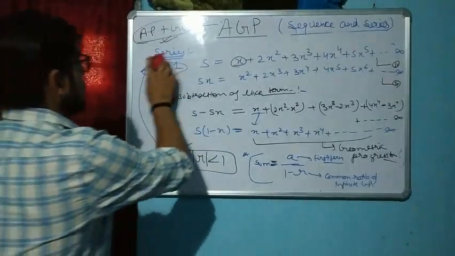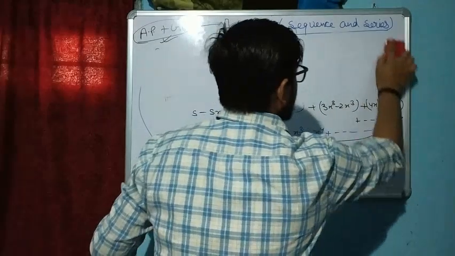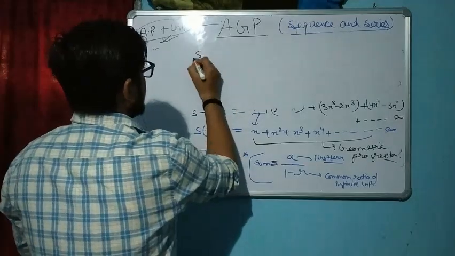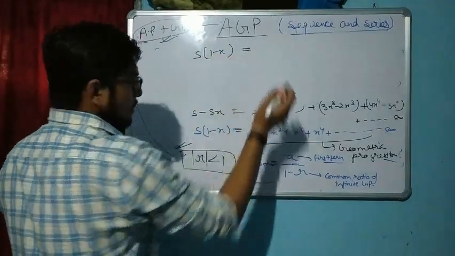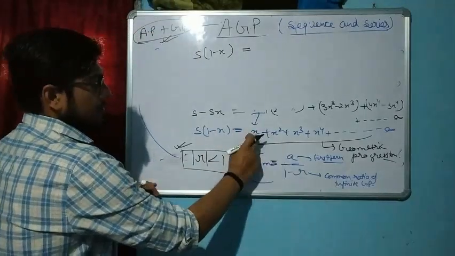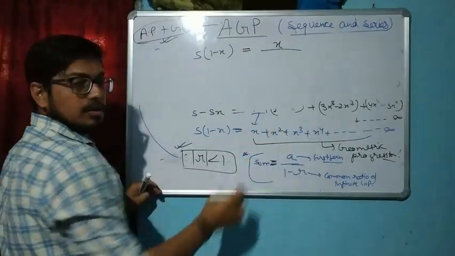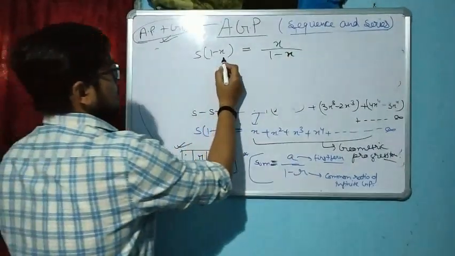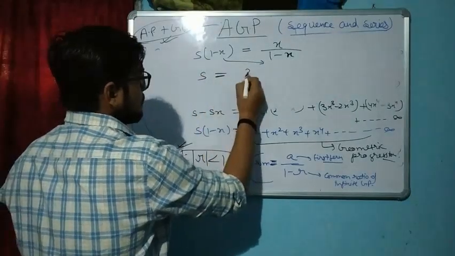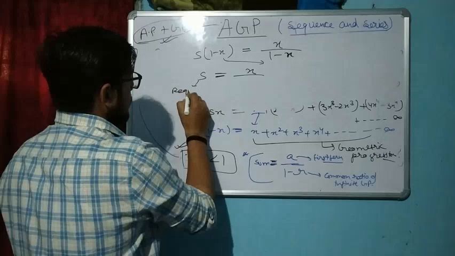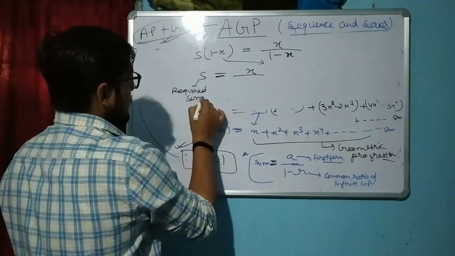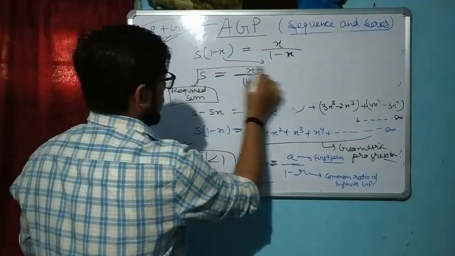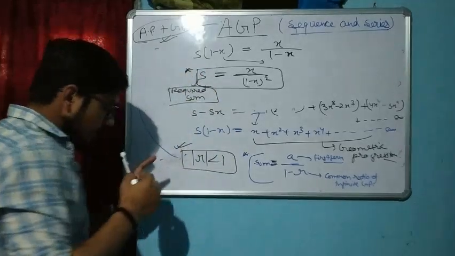So after finding the sum, what will we get? We have s into 1 minus x equals, so the first term was x and the common ratio was also x. So this is the summation of the right hand side. Now taking this to the denominator, we'll get the required sum. The required sum of the given AGP will be equal to x upon 1 minus x square. So this is basically the required sum.